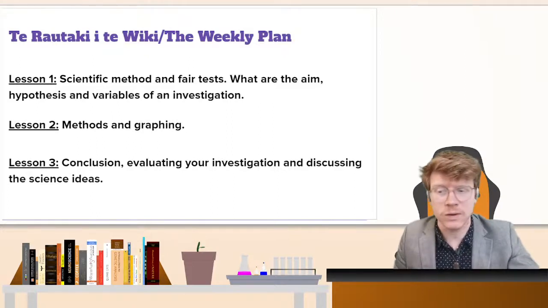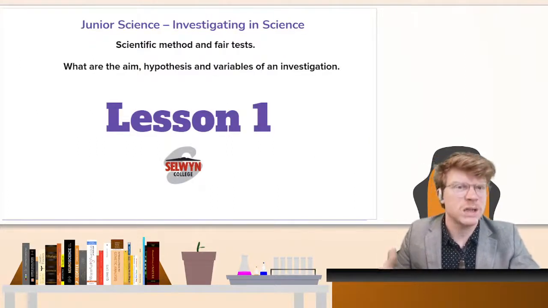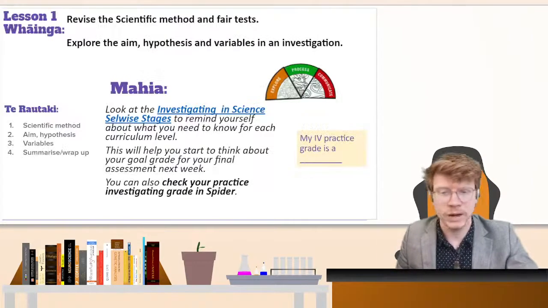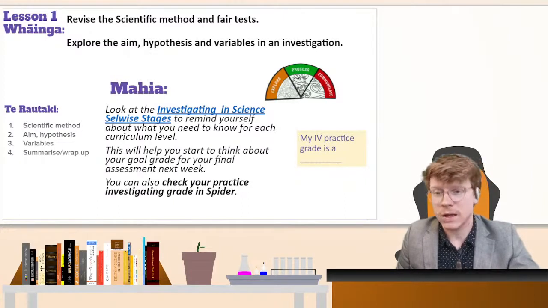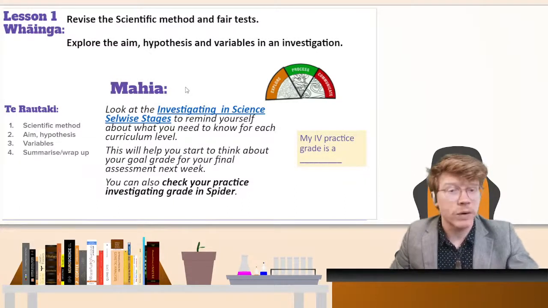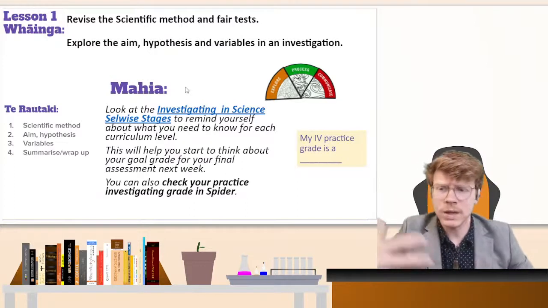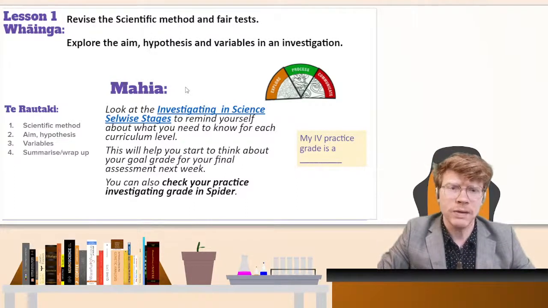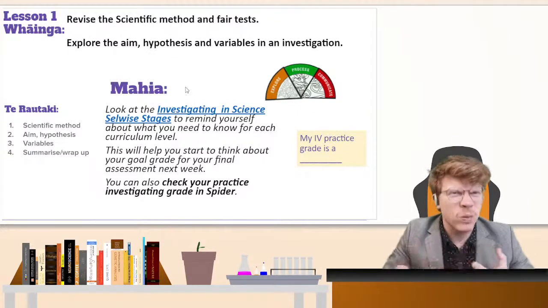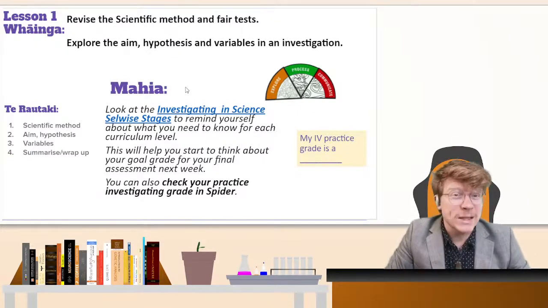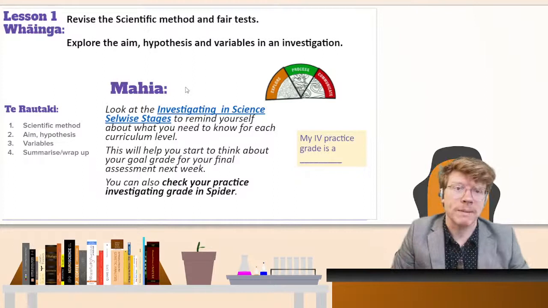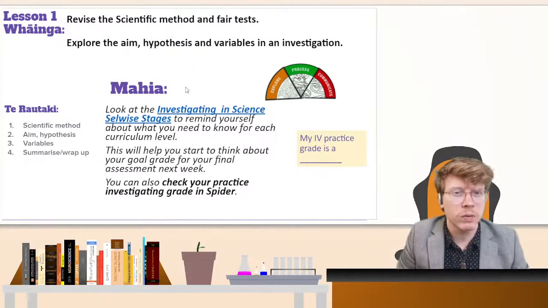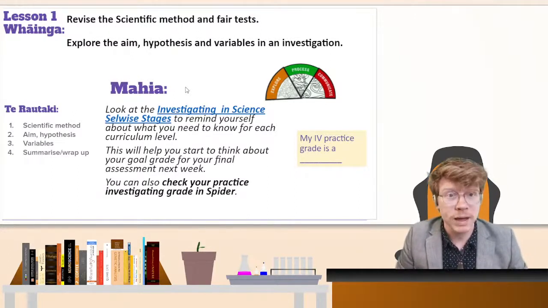So let's dive into our first lesson, looking at scientific methods, in particular looking at the aim, hypothesis, and variables. Right? The first thing that you might want to do today, or if you're looking at this at a later stage, is to look at the investigating in science cell-wise stages. These are how we decide essentially where you're at and what you need to work on for next time. If you got a grade last time and you're not sure what you did wrong or what you really needed to move up to the next level, this is the place to look.